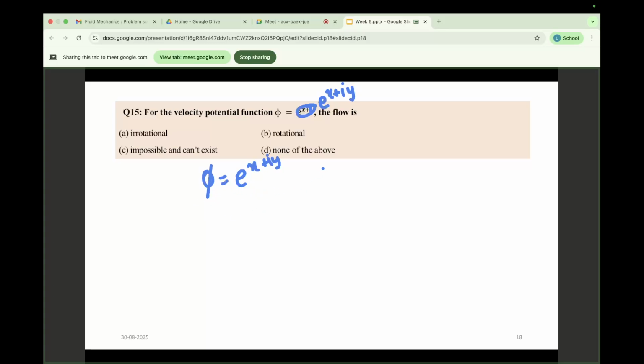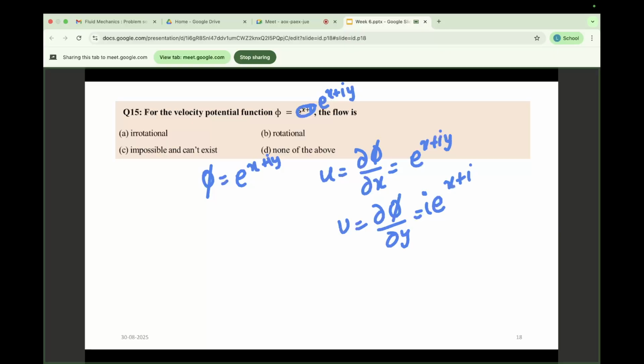As this is given, I can find u. What is u? u is its derivative with respect to x, which is the same thing, right? Now for v, it should be the derivative with respect to y. That means i will come out as a constant, and e to the power x plus iy will be the value. So I got u and v. The velocity is u comma v.